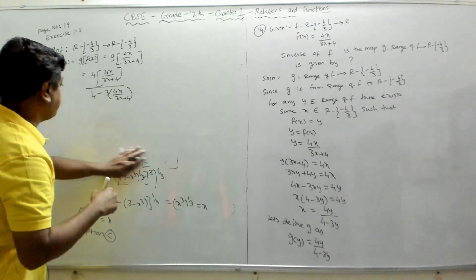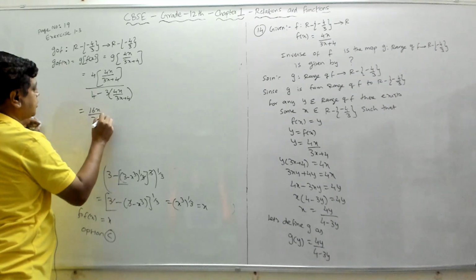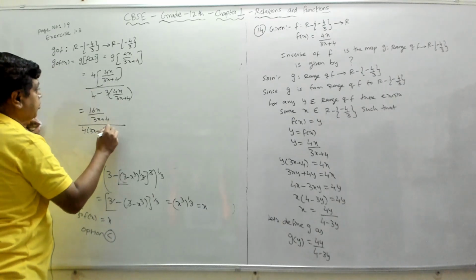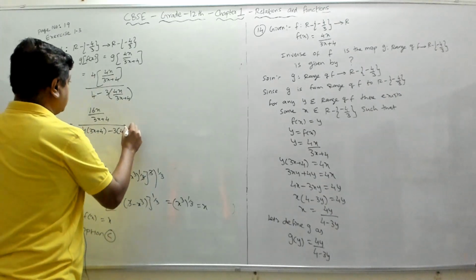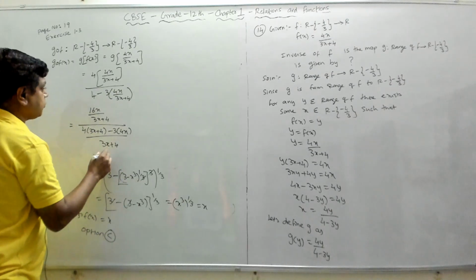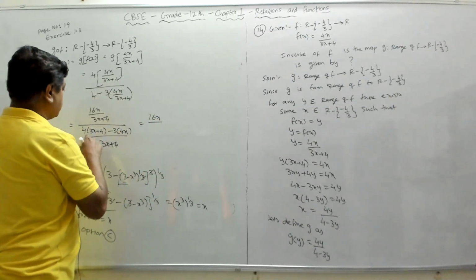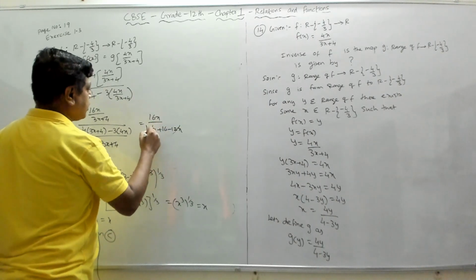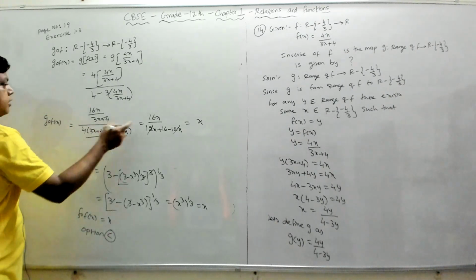Now what this becomes? This becomes 4 fours are 16x by 3x plus 4, whole divided by 4 into 3x plus 4 minus 3 into 4x, by 3x plus 4. So they will get cancelled. You get 16x by 12x plus 16 minus 12x. 12x go, 16x by 16 is x. So what we have proved? We have proved g of f of x is equal to x.